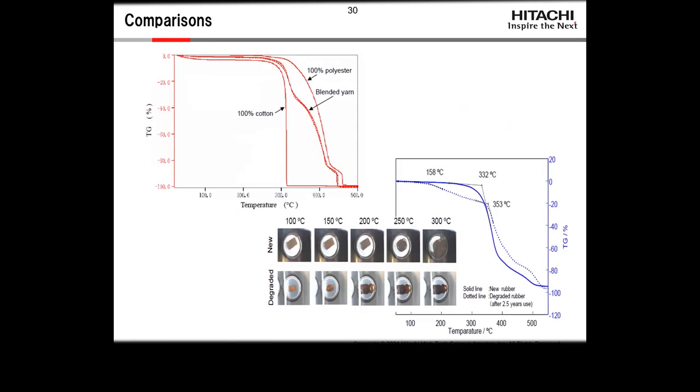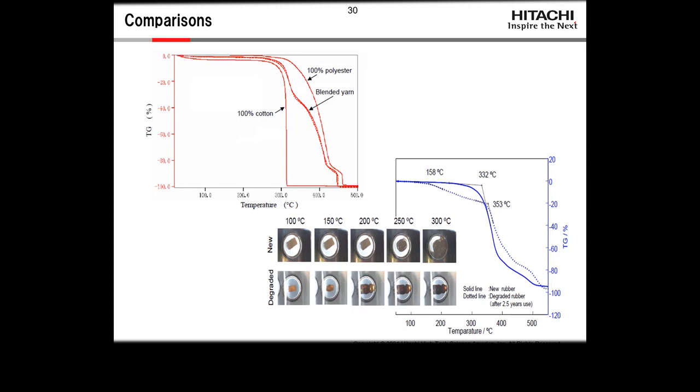The more common way, what most people do, is they look at comparisons. So we have polyester, cotton, and then we have the blends in the middle. And as the concentration of the blended yarn will change, the curves will change, and you can estimate from that.